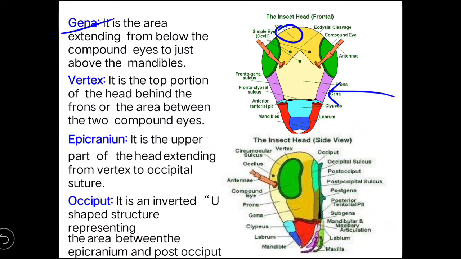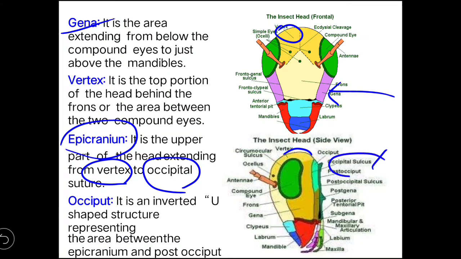Epicranium is just the extended portion of the vertex. This portion you see in lateral view is the extended portion of the vertex. It is known as epicranium, the area which is formed in between the vertex and the occipital suture. You can see this is the occipital suture. So in between this vertex and occiput, what is there? Epicranium is there.